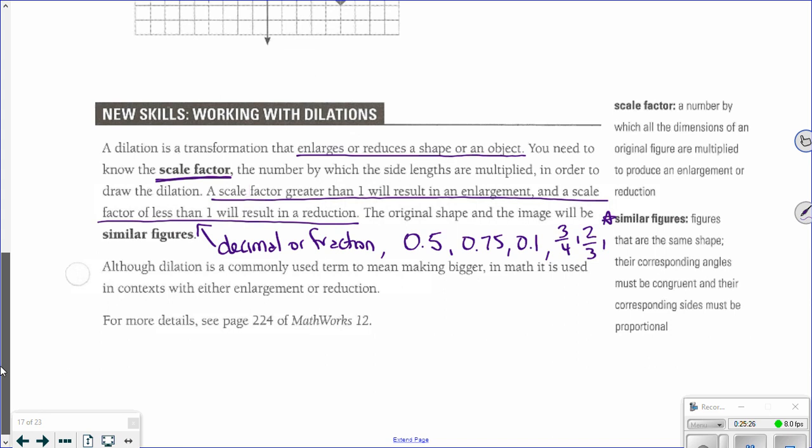So it says, although dilation is a commonly used term to mean making bigger, in math it's used in contexts with either enlargements or reductions. So dilation is just the term for making it bigger or smaller. Enlargement is getting bigger. Reduction is getting smaller.